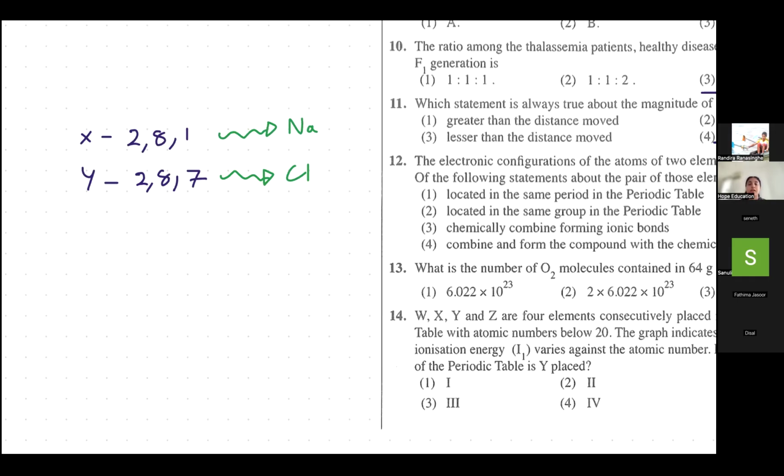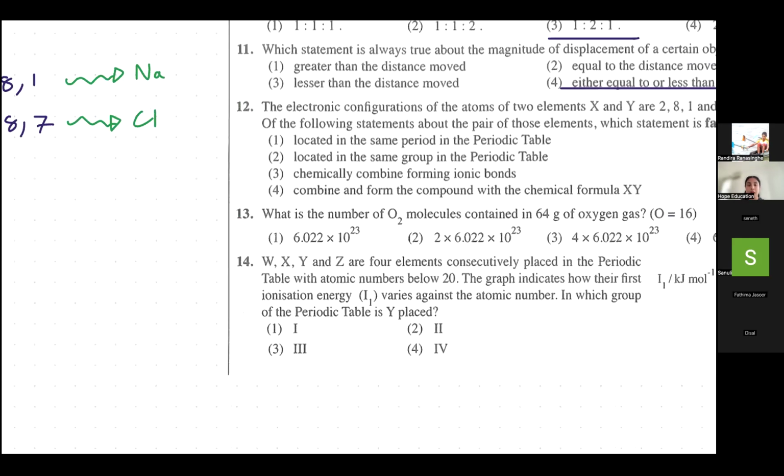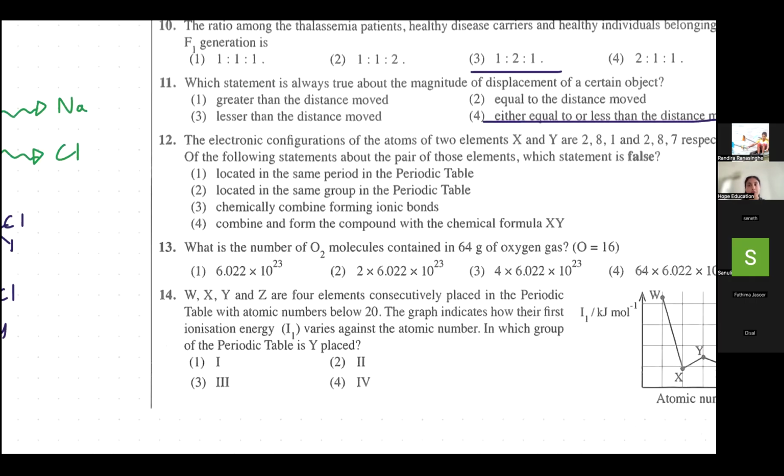Combine and form the compound with chemical formula XY. So sodium's valence is 1, chlorine's valence is 1, crossing over gives sodium 1 and chlorine 1. So that means XY. So the fourth one is also correct, and we know the second one is the false one. They are not in the same group.